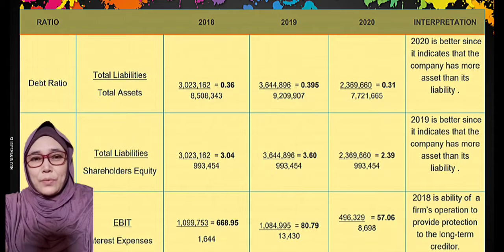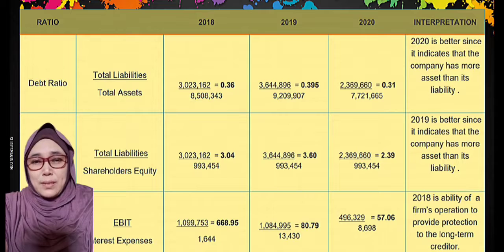The leverage ratios are used to evaluate a company's debt. For debt ratio, total liabilities divided by total assets, in 2018 the figure is 0.36. In 2019 the figure is 0.395, and 2020 the figure is 0.3. So 2020 is better since it indicates that the company has more assets than liabilities.